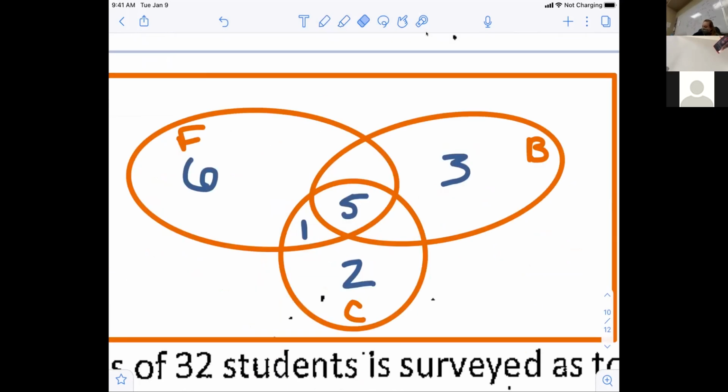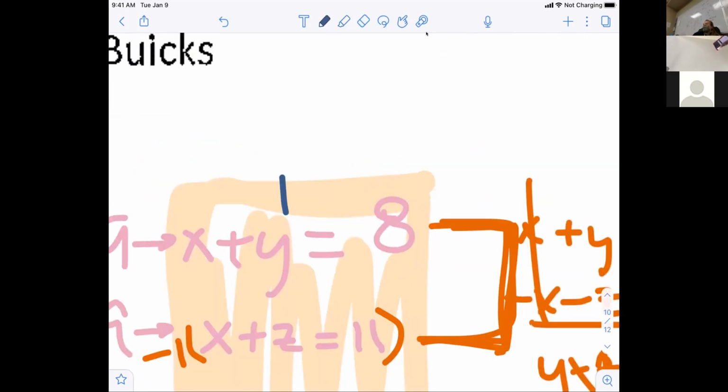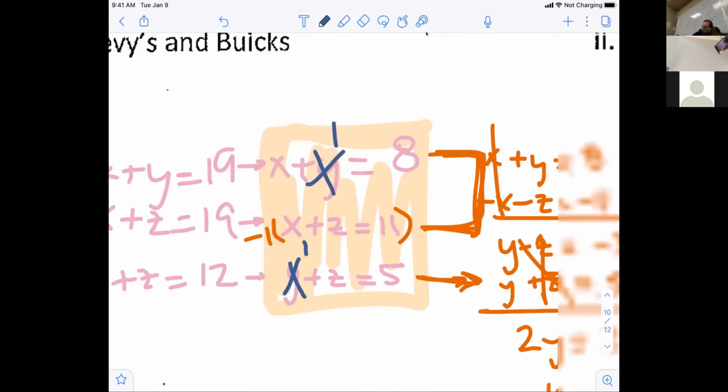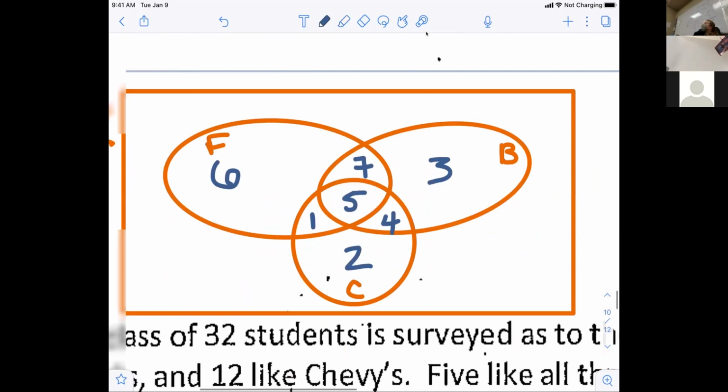Again, if you come back down here and you're like, okay, well, y was 1. So x plus 1 equals 8. X is good. And then y is 1. So 1 plus z equals 5. Z equals. Very good. Thanks, Hadley. So now I've got all my little Venn diagrams covered.